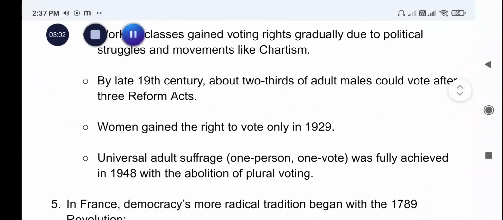Women gained the right to vote only in 1929. Remember, in Britain, women gained the right to vote only in 1929. Universal adult suffrage was fully achieved in 1949 with the abolition of plural voting.